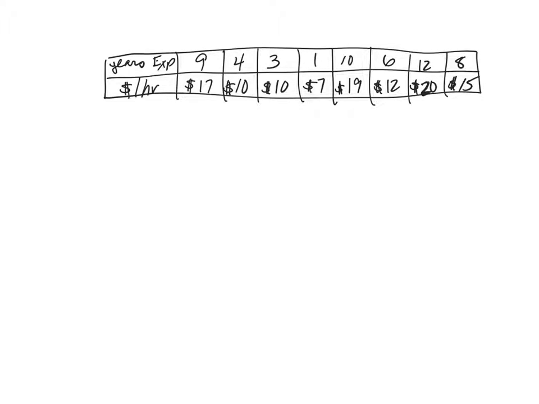Okay, so now we're going to go. The L1 is the values of the X's. The first column in your chart is always going to be your X's, and the second is always going to be your Y's. So we're going to hit 9, enter, 4, enter, 3, enter, 1, enter, 10, enter, 6, enter, 12, enter, and 8, enter. And go back up all the way to the 9, and make sure the 17's across from the 9. 17, 10, 10, 7, 19, L2, 12, 20, and 15. So L1 has the X's, L2 has the Y's.